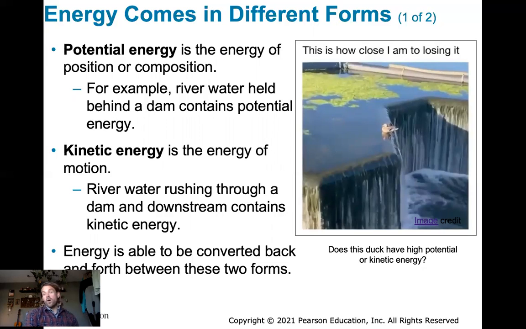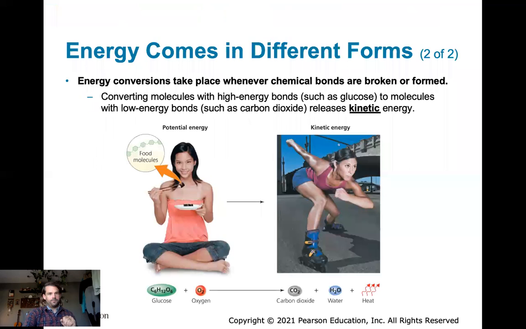As soon as that duck falls over that edge, or as soon as the river water rushing through this dam starts to move, that's kinetic energy. That's the energy of motion, the energy of movement. And you can convert energy back and forth between these two forms, okay?